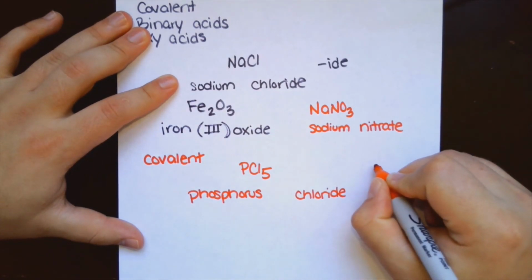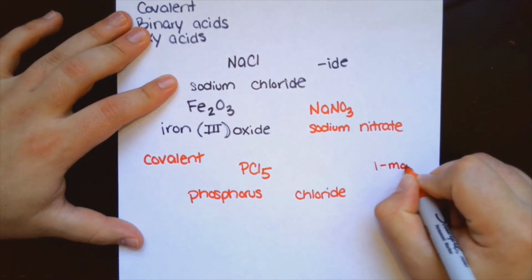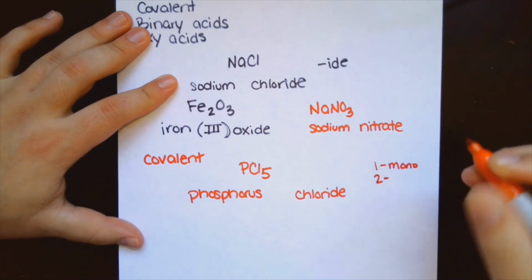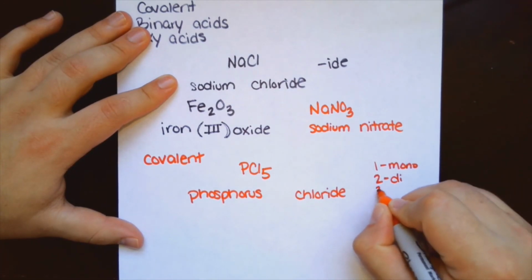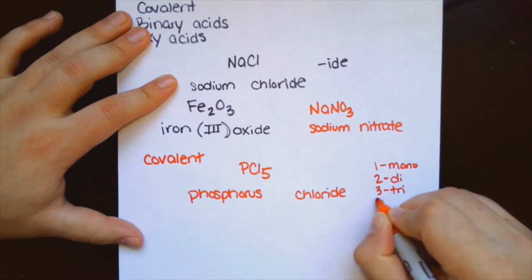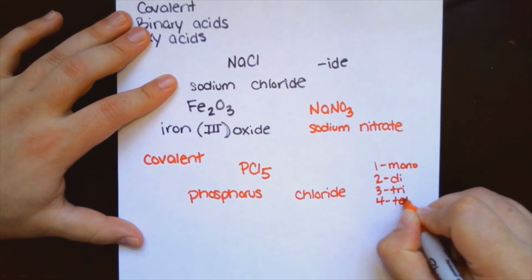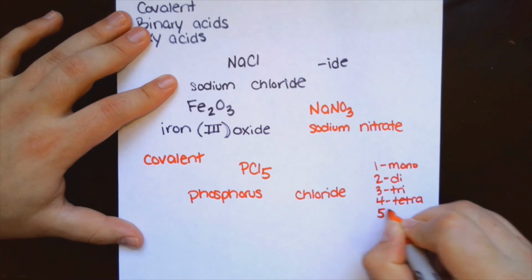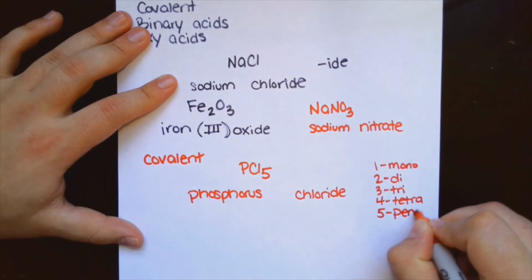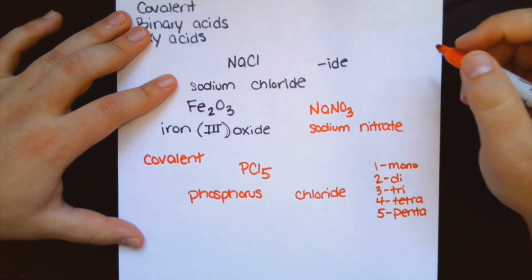So I'll just go through a few now. 1 is mono, 2 is di, 3 is tri, 4 is tetra, 5 is penta, and there's more, and again, these will be on the Blackboard, so you can use those.